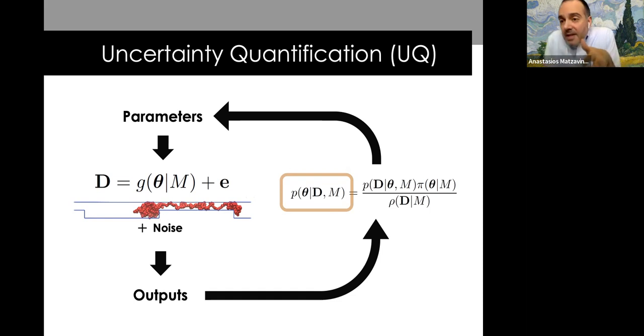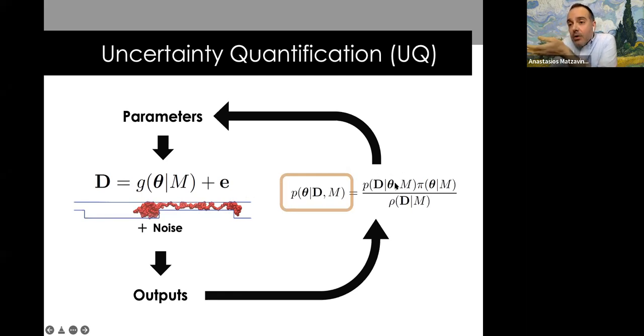So if you frame this in the context of a Bayesian setting, here's Bayes' formula. We have a prior distribution, we have the likelihood, which is the probability of the data given some parameters, and you have the posterior distribution, which is the probability measure of the parameters given the data.